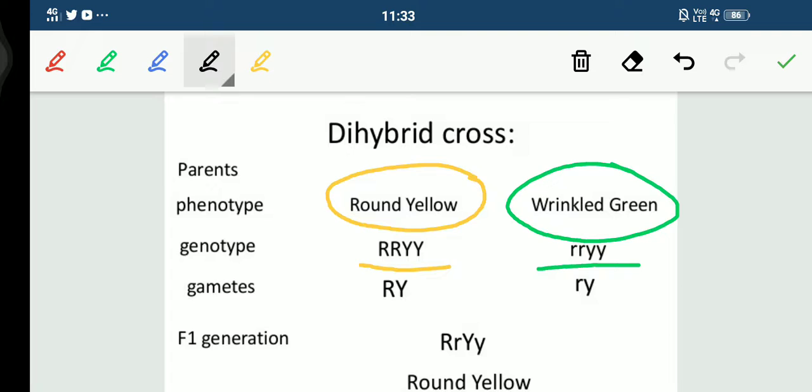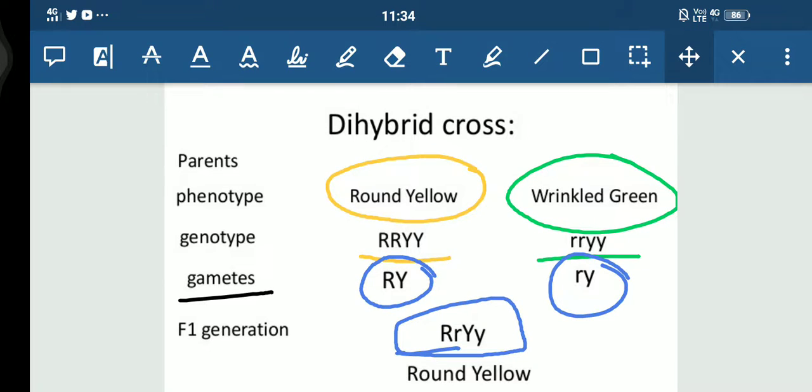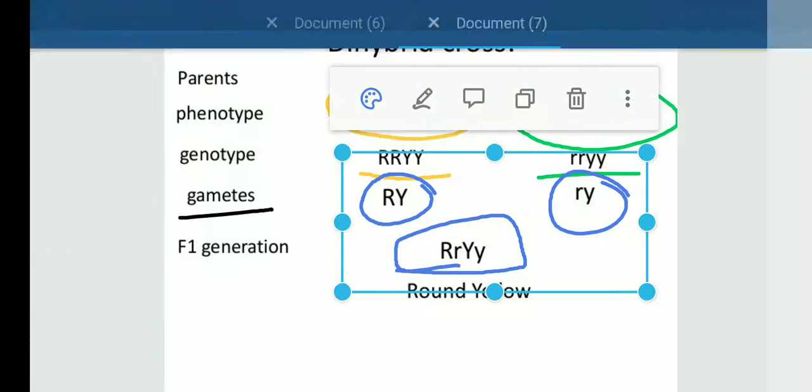So talking about their gametes now, students, you can see here in this round yellow we are having the capital R, capital Y, and here in this wrinkled green we have the small r, small y, and this is what the round yellow. So we can say in F1 generation the whole of the generation was round yellow. Fine. The complete generation was round yellow.